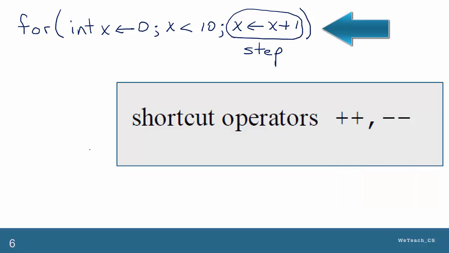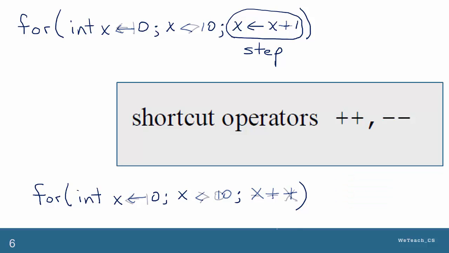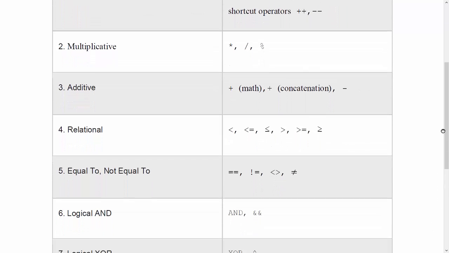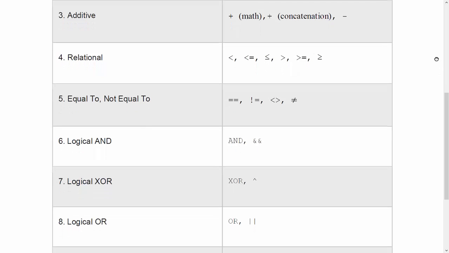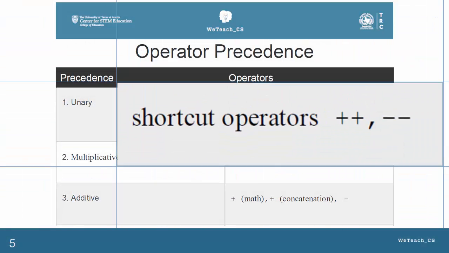Here is a for loop structure using the traditional step x gets x plus 1, and here is the same loop structure using the shortcut plus operator. Both achieve the same result, but using the shortcut makes the code clearer and more efficient to type. The same can be done with the minus operator, as you can see in this example. In summary, be very aware of the overall order of precedence for the common programming operators found in this chart, and especially know how the shortcut operators work in the first group.